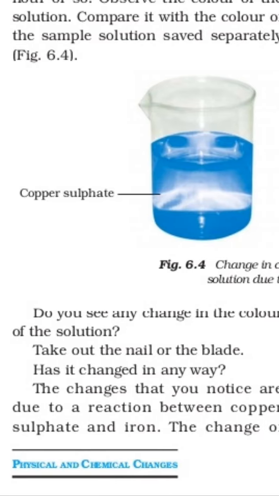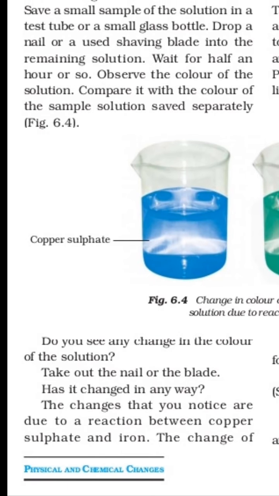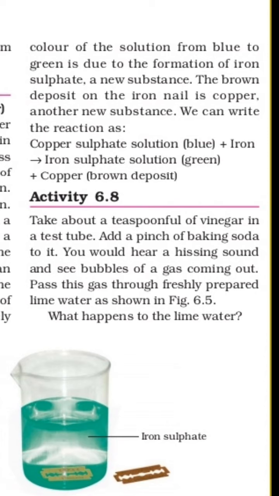The changes that you notice are due to the reaction between copper sulfate and iron. Why does this change happen? Because it is a reaction between the two substances, copper sulfate solution and iron. The change of color of the solution from blue to green is due to the formation of iron sulfate.